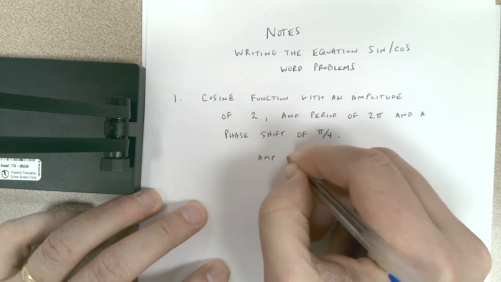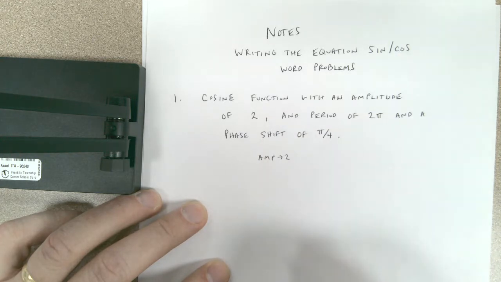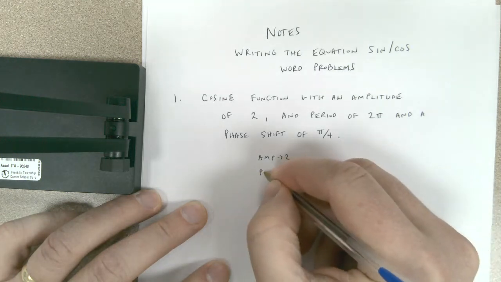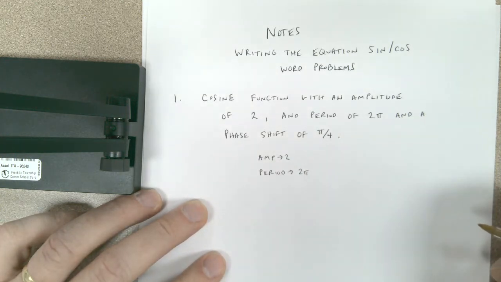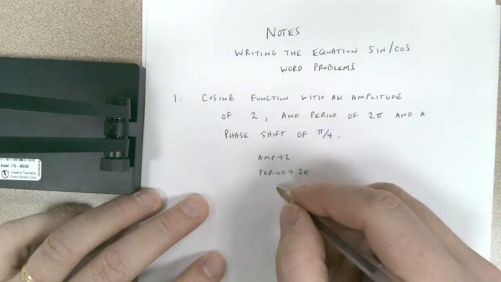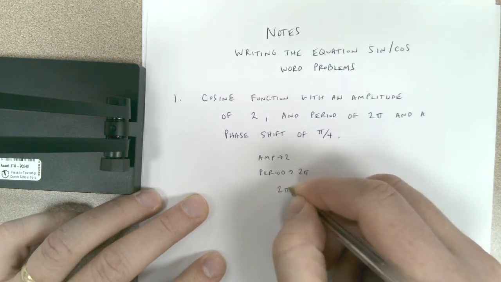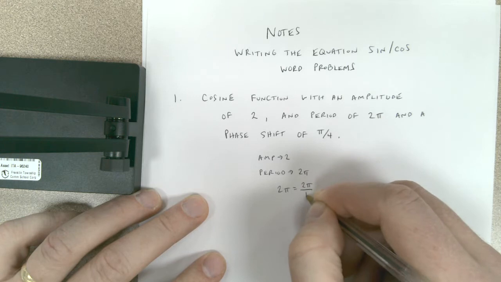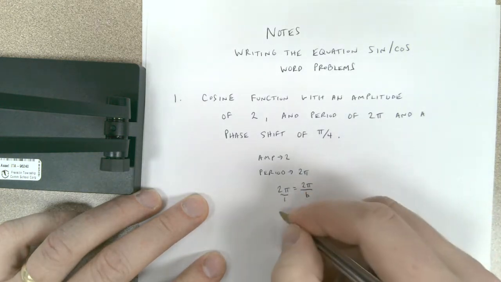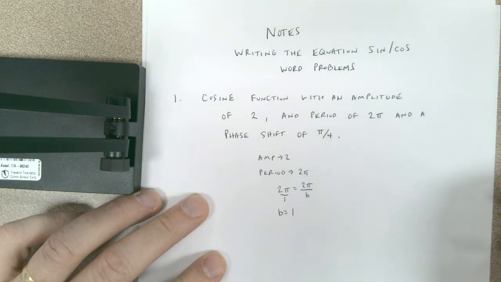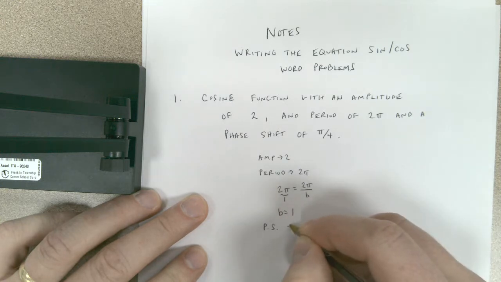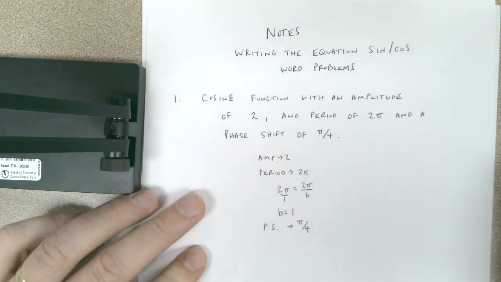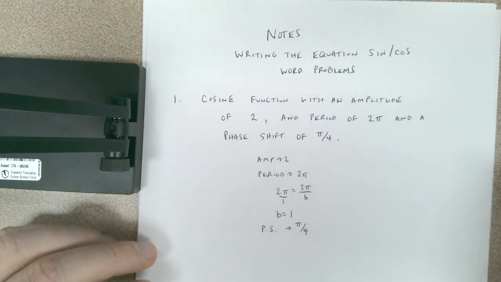So we know our amplitude is 2. We know that the period is 2 pi, which is going to allow us to find our b value. 2 pi is equal to 2 pi over b, which makes this pretty easy. So b is just simply going to be 1. This one has a phase shift of pi fourths, which means we're moving it to the right pi fourths.